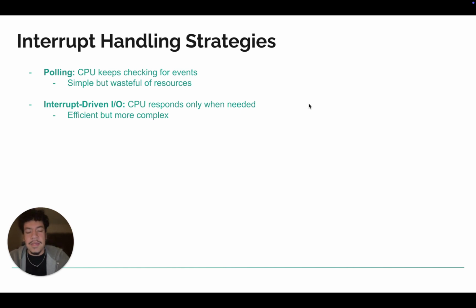So there are some advantages and disadvantages to both strategies. For polling, it's simple and predictable, but it's also inefficient and wasteful of CPU time. And then for interrupt-driven, it's efficient and responsive, but it's more complex and requires good prioritization. Most modern systems are usually interrupt-driven because it's way more efficient, but they still sometimes use polling for simple or real-time tasks.